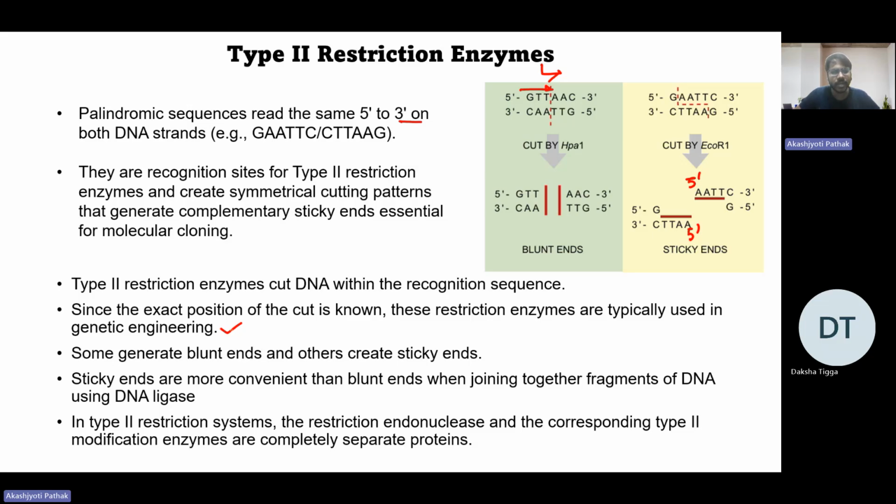So there are different types of restriction enzymes, and you can find a list in any standard molecular biology book. You will find a list of restriction enzymes and their recognition sequences. So there will be a table where you will find the different types of restriction enzymes and their recognition sequences. Now, these type 2 restriction enzymes can do both. They can either create blunt ends or they can create sticky ends.